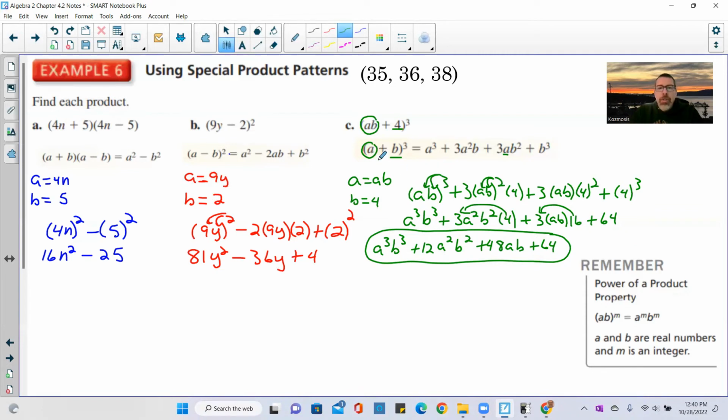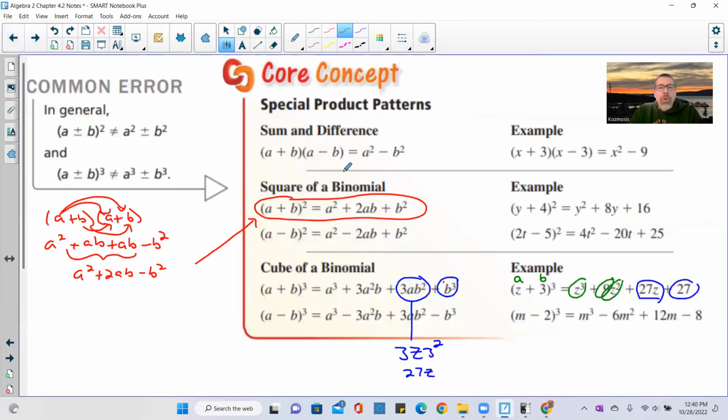Okay? So that's how you substitute in using the rules rather than having to write that out and distribute multiple times. So now you should be able to do problems 35, 36, and 38. But when you do, go back to the core concepts page here and use the right formulas.